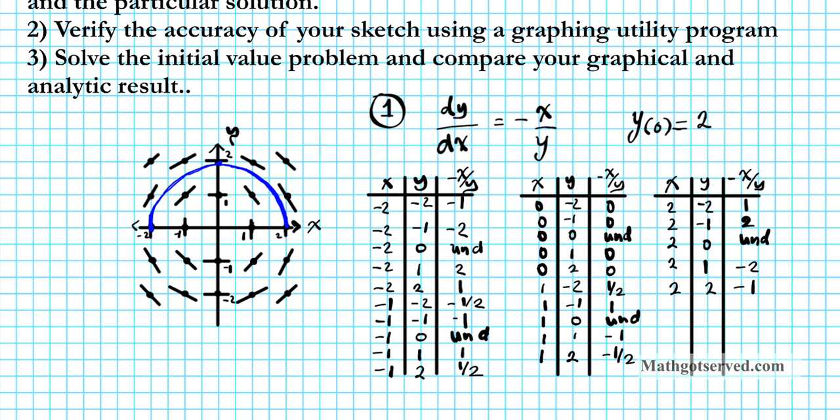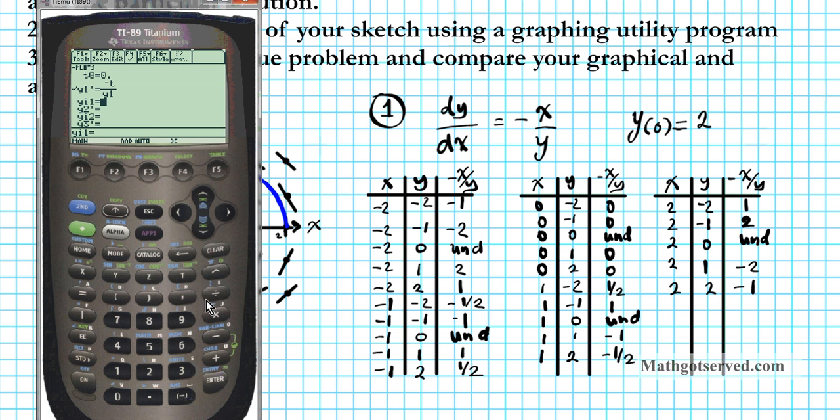All right, let's go back to the calculator business. Remember I told you the syntax is that x is t and y is y1, so we have it like that. We're also asked to enter the initial condition. We're going to put in 2, enter. So that's the initial condition right there. And then Diamond F3 is your graph. All right, that's what it looks like, and there goes your particular solution right there.